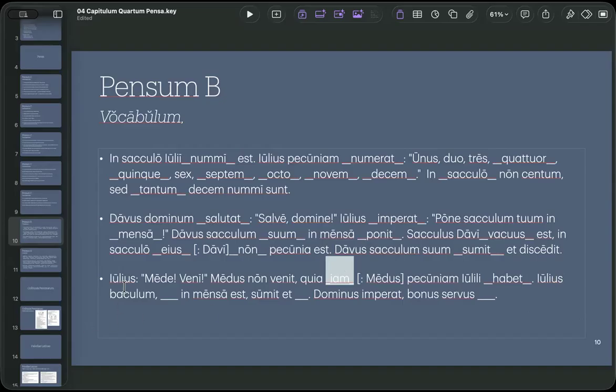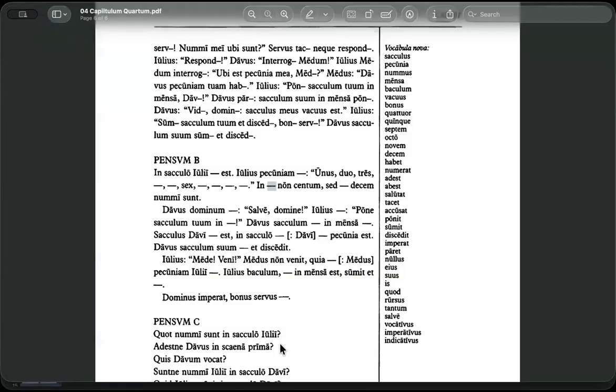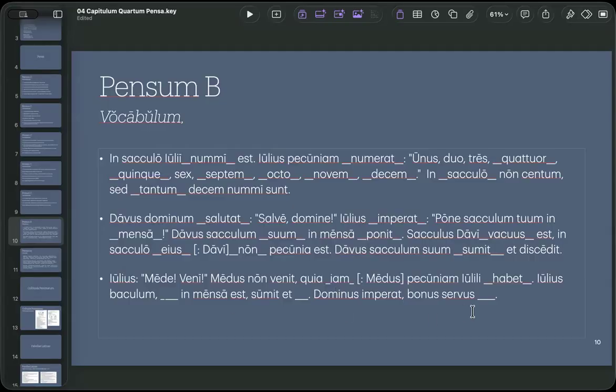Anyway, Julius baculum in mensa est. Whoa, let me check that. Julius baculum, comma, something in mensa est. Et sumit. Ooh, okay. Michael, in the previous one where it has metus in brackets, I think it's trying to give you a hint that the blank is an equivalent for metus. That's what I was thinking. Maybe that's what they want. There we go. You see that with the eius. Quia is pecuniam Juli habet. Yeah, okay, that makes sense too.